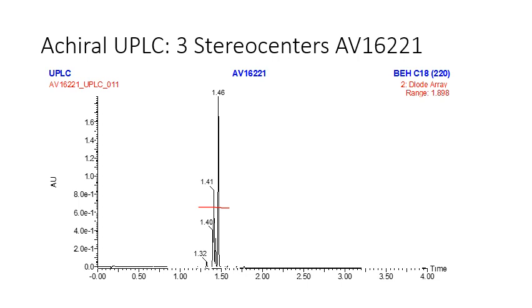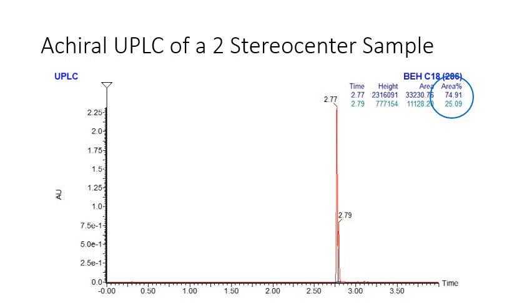I'm going to focus mostly on 3 stereocenter compounds because they represent a fairly complex problem without becoming too far in the weeds. But let's start with a 2 stereocenter sample where we get 2 pairs of diastereomers, or 2 pairs of enantiomers that are diastereomeric to one another. This is again achiral UPLC, and what we've resolved here are 2 peaks that are present in a roughly 75 to 25% ratio.